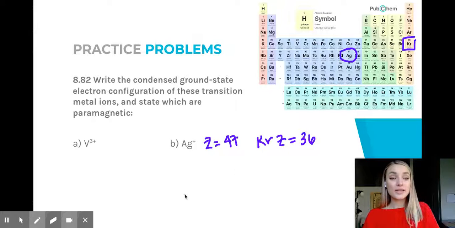So I will let you have a minute to try to work through this on your own. Write out the condensed electron configuration, remove the appropriate electrons, and then state whether or not it's paramagnetic.